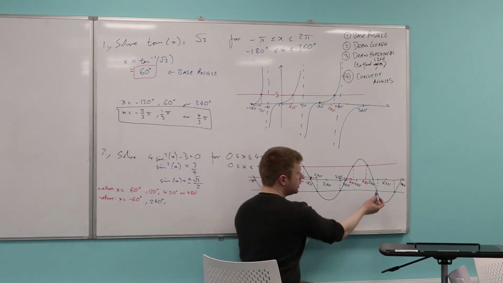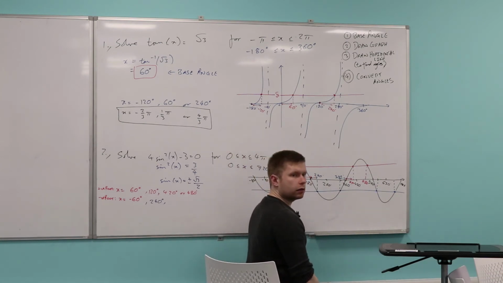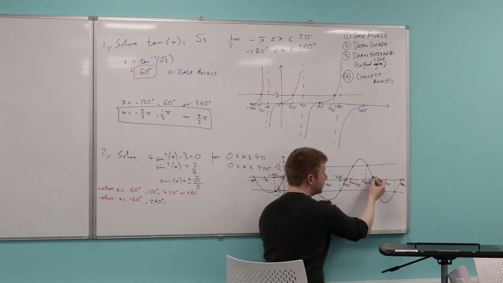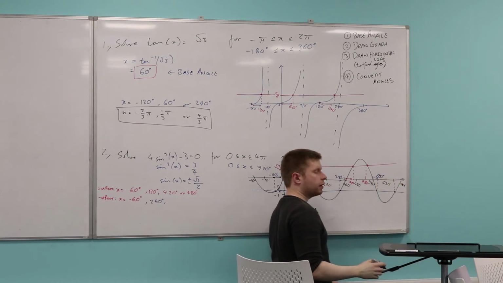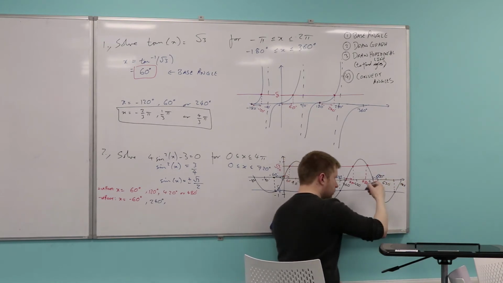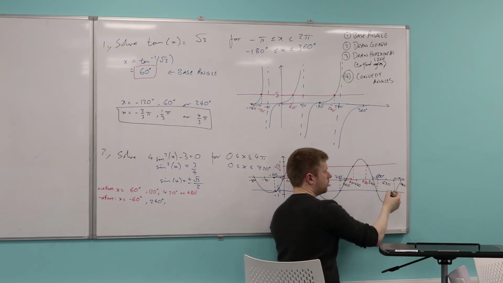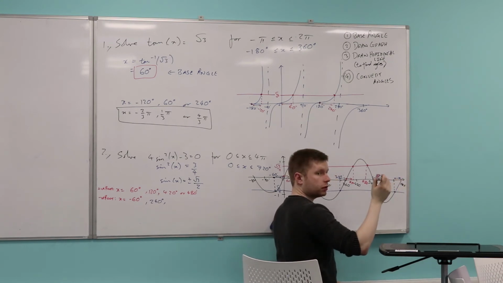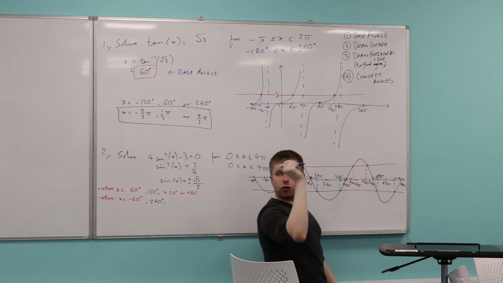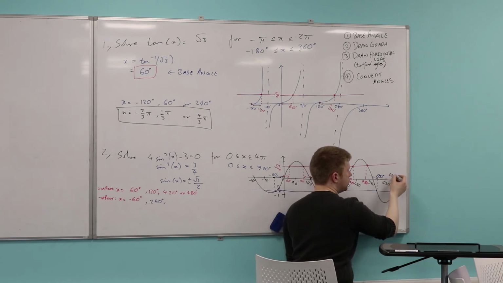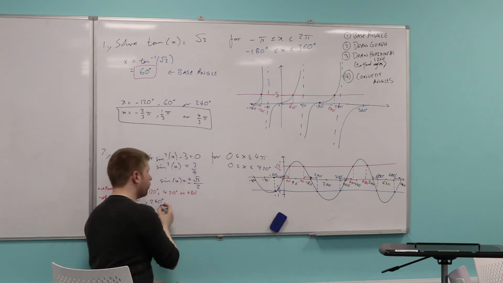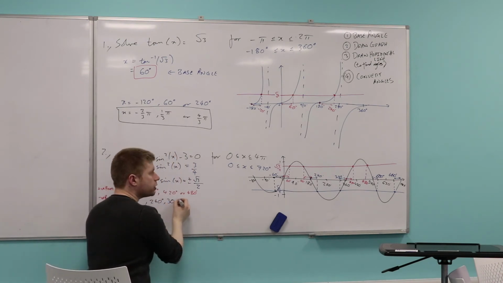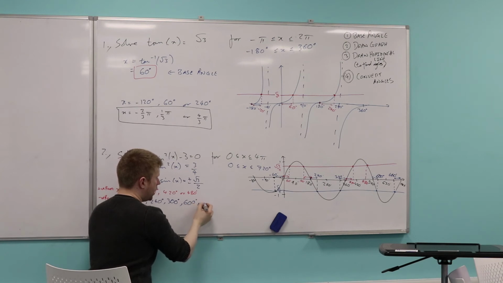Yeah? So what's this point over here going to be? 540 plus 60. Good, 540 plus 60, because that distance has got to be 60. Good, 600. What's this point here going to be? It's got to be 60 degrees back from 720, which is 660. Does that make sense? Yeah, so we've got 240, 300, 600, and 660.